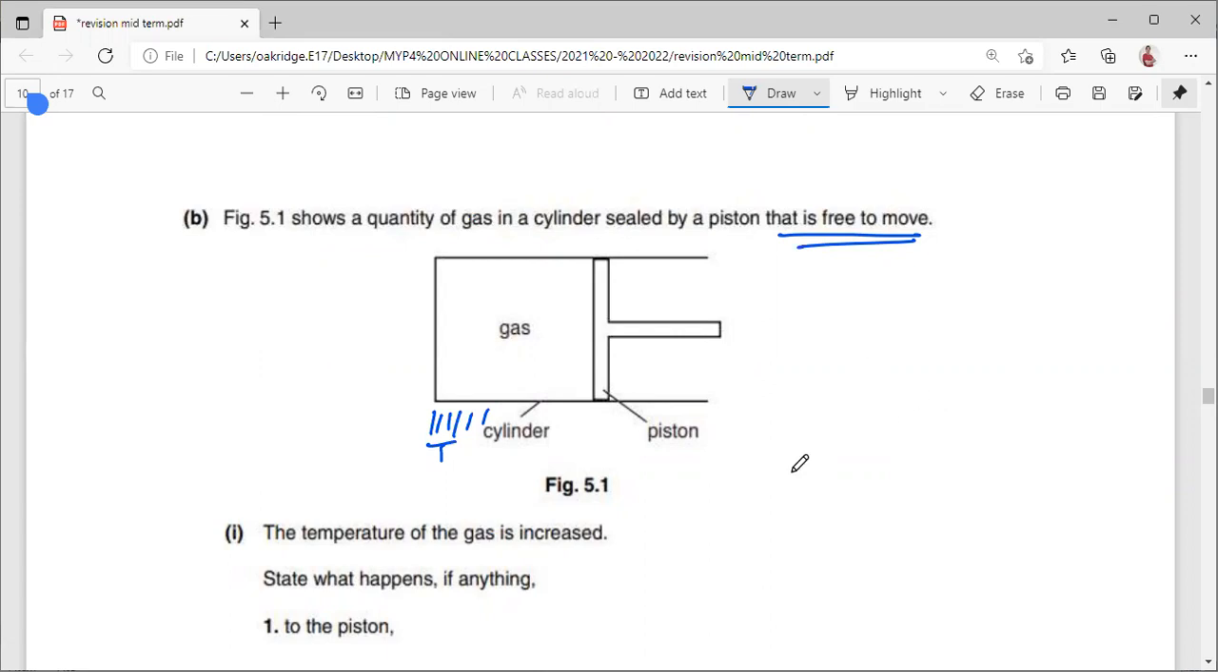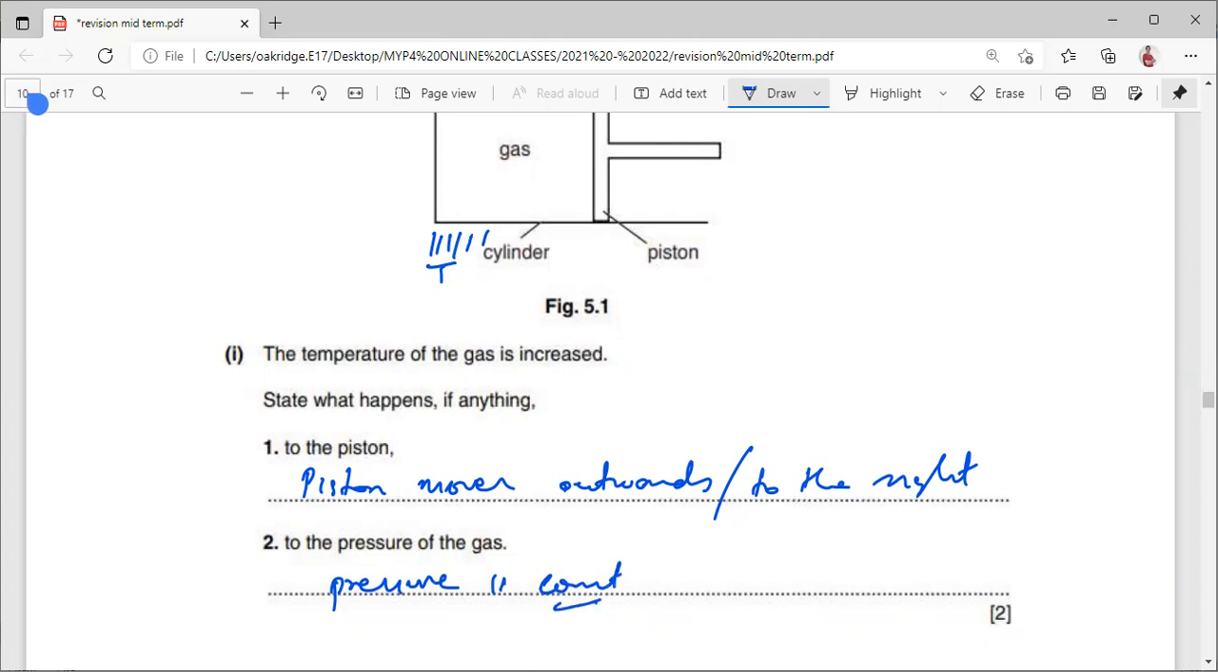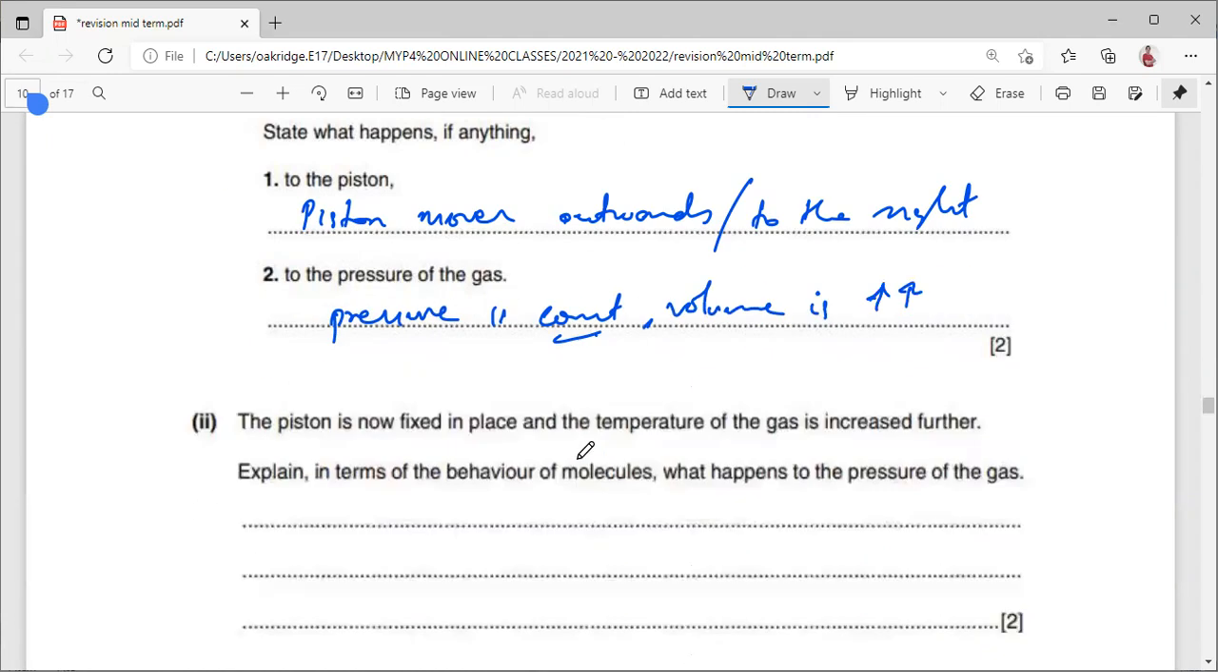So what should we write here? The piston moves outwards. What happens to the piston? The piston moves outwards. You can also write the piston moves to the right. Both are correct answers. What happens to the pressure of the gas? There's nobody to stop it, which means the pressure is constant. And as a result, the volume of the gas is increasing, since the volume is increasing.